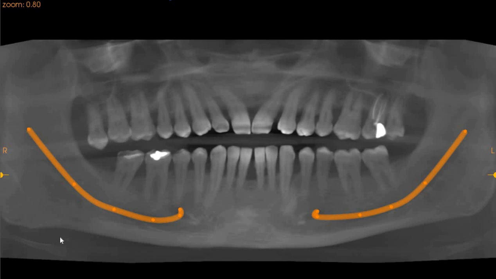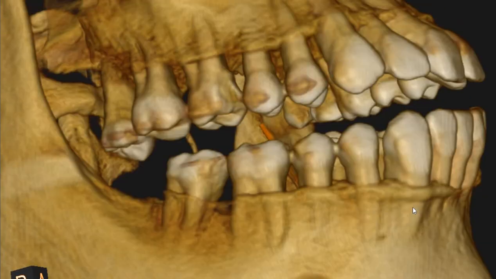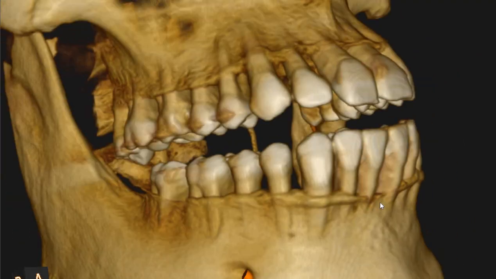This is the CBCT of the patient that you had requested. The area of interest is all four first molars. So this is the 3D rendering.